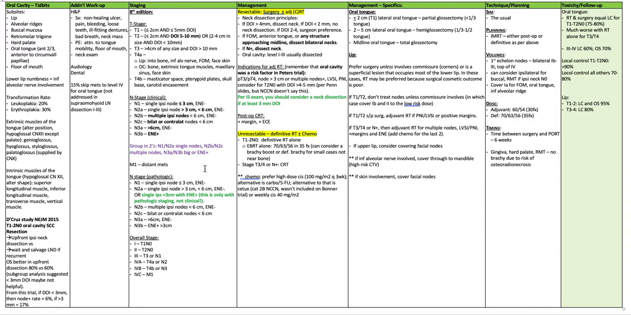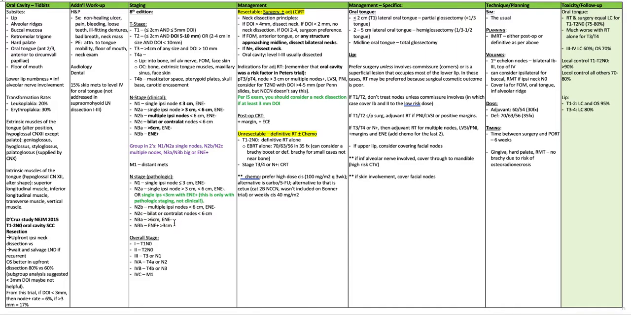N1 is a single ipsilateral node less than or equal to 3 centimeters, ENE negative. It's the same as clinical. N2a is where things are different. Single ipsilateral node greater than 3 centimeters, less than 6 centimeters, ENE negative, that's the same. Or, this is the one difference, a single ipsilateral node less than 3 centimeters with extranodal extension. This is only with pathologic staging, not clinical. N2b is multiple ipsilateral nodes less than 6 centimeters, ENE negative, which is the same. N2c is bilateral or contralateral nodes less than 6 centimeters, which is the same.